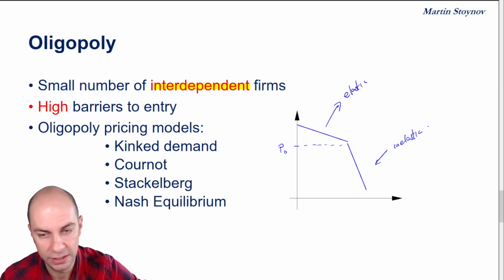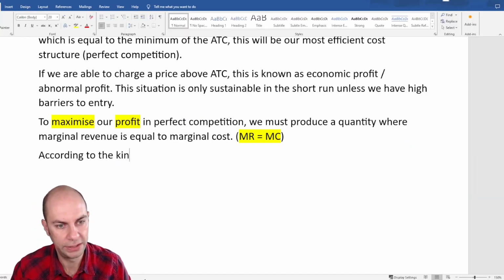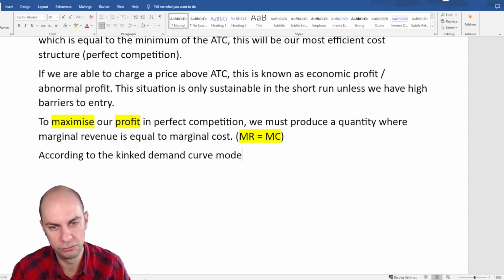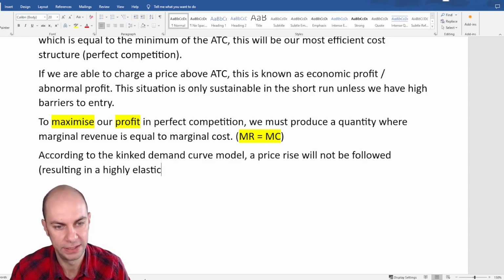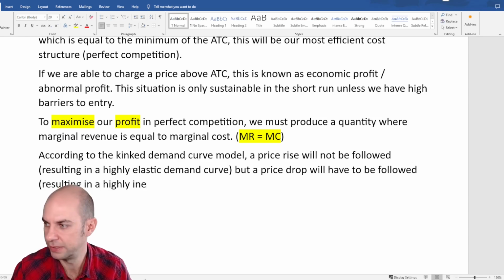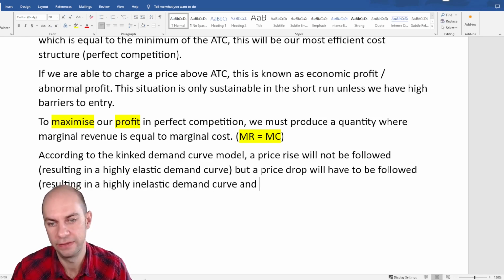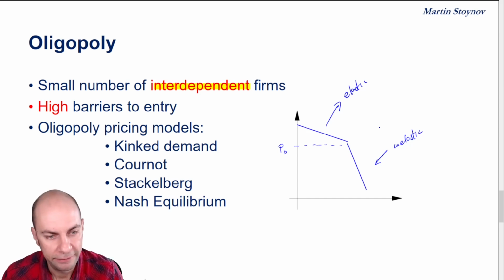So what does that mean in terms of the conclusion from the kinked demand curve model? According to the kinked demand curve model, a price rise will not be followed, resulting in a highly elastic demand curve, but a price drop will have to be followed, resulting in a highly inelastic demand curve and a price war.